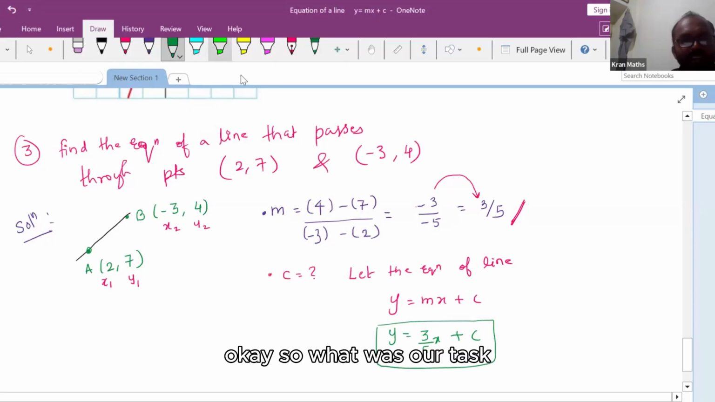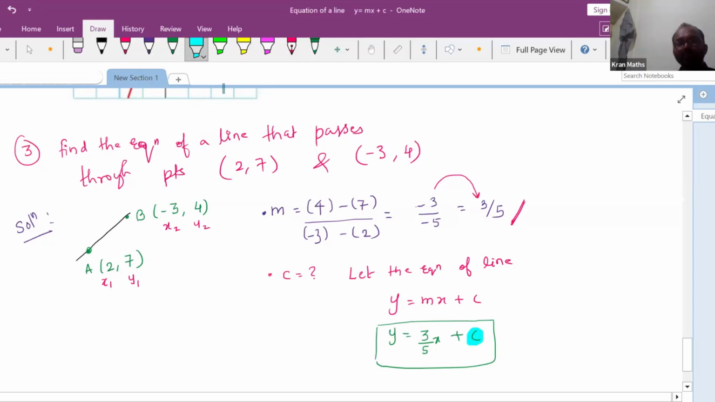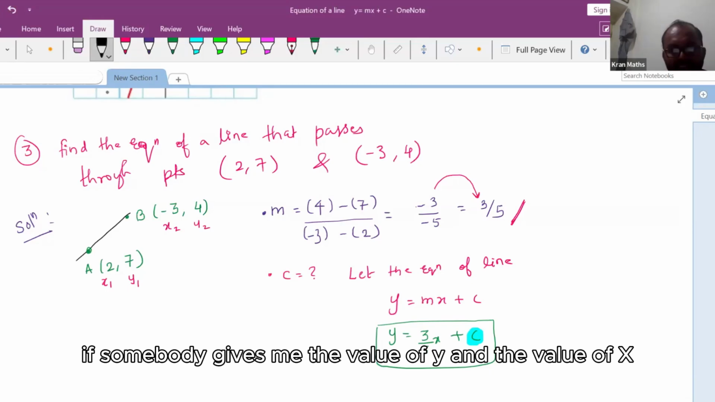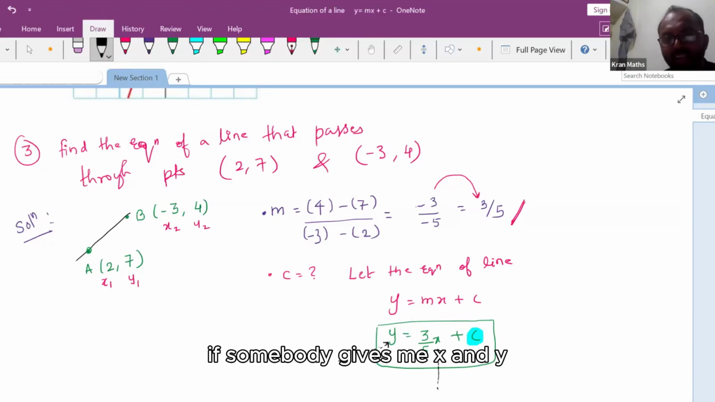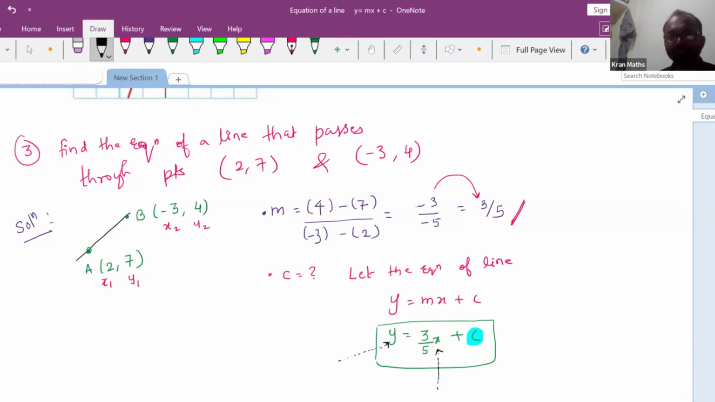Okay, so what was our task? Our task is to find the value of C, right? Yeah. Okay, now I can find C if somebody gives me the value of Y and the value of X. If somebody gives me X and Y, I can find C from here, okay?